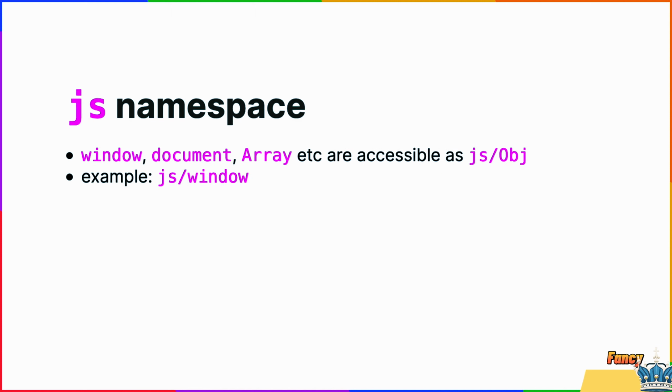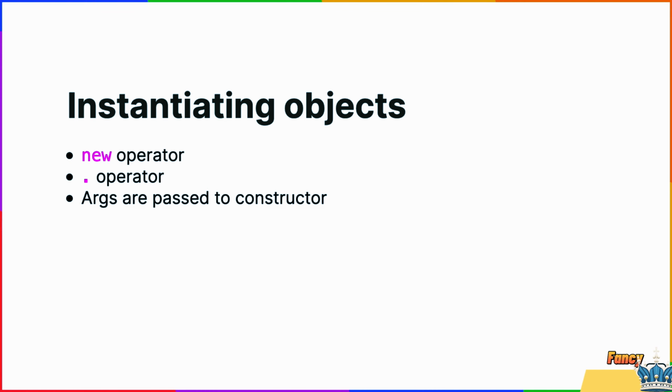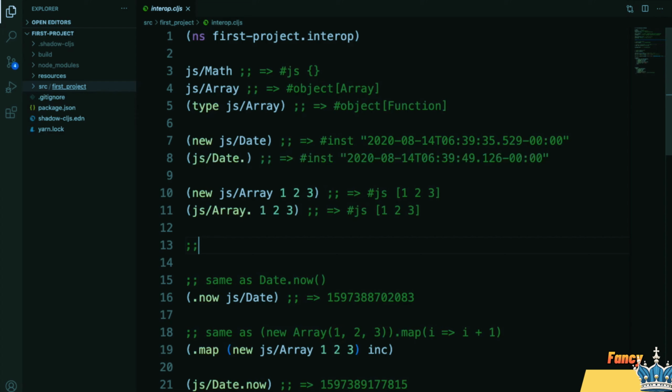JavaScript objects like array, date, math, and others are accessible in the JS namespace. You can evaluate these forms and check what they look like. In a browser environment, you can access the window object using js/window. To create instances of JS objects, we can use the new function or the dot operator. All arguments passed to the new operator are passed to the JS constructor.